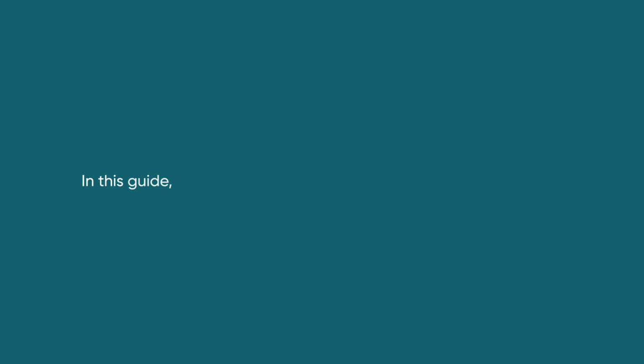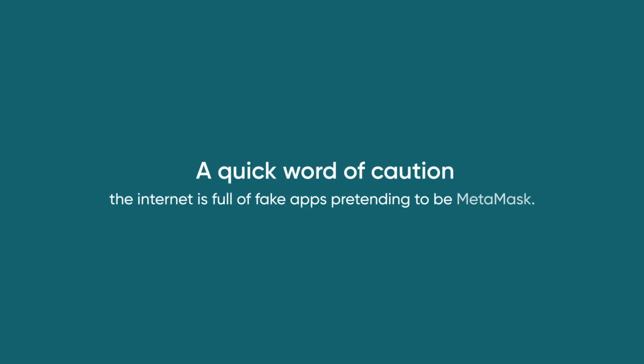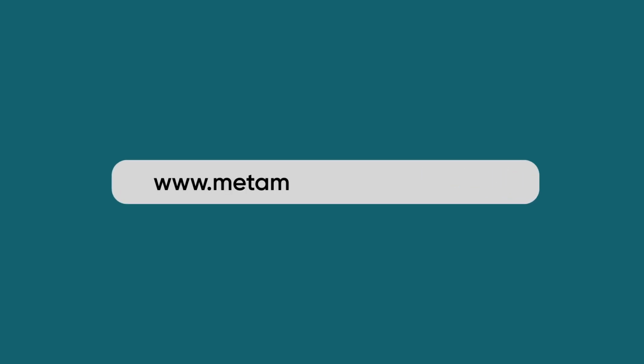In this guide, we'll walk you through creating your MetaMask wallet, your secure gateway to the world of digital assets. Step 1. Install MetaMask. First, you need to install the MetaMask extension on your browser. A quick word of caution: the internet is full of fake apps pretending to be MetaMask. Always start by visiting the official MetaMask website to avoid scams.